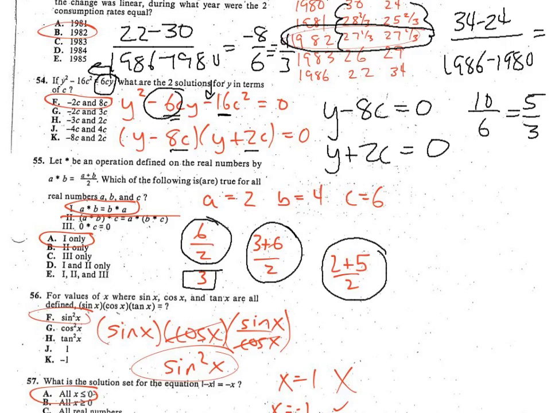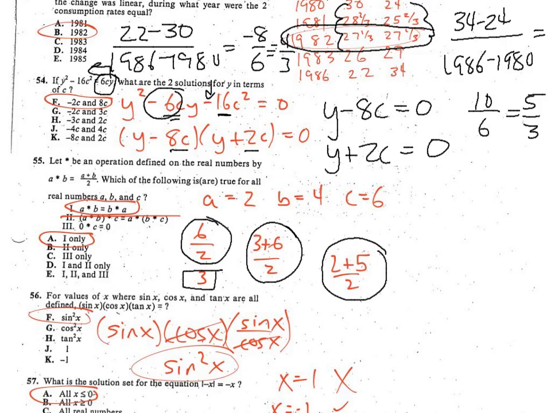And then for part 3, 0 times C equals 0, meaning I would put 0 in for A and 6 in for B, and 0 plus 6 over 2 does not equal 0, so part 3 does not work. So anytime you have a problem like this, it's sometimes nice to put values in, test them out, and see what works, and in this case, only one does.